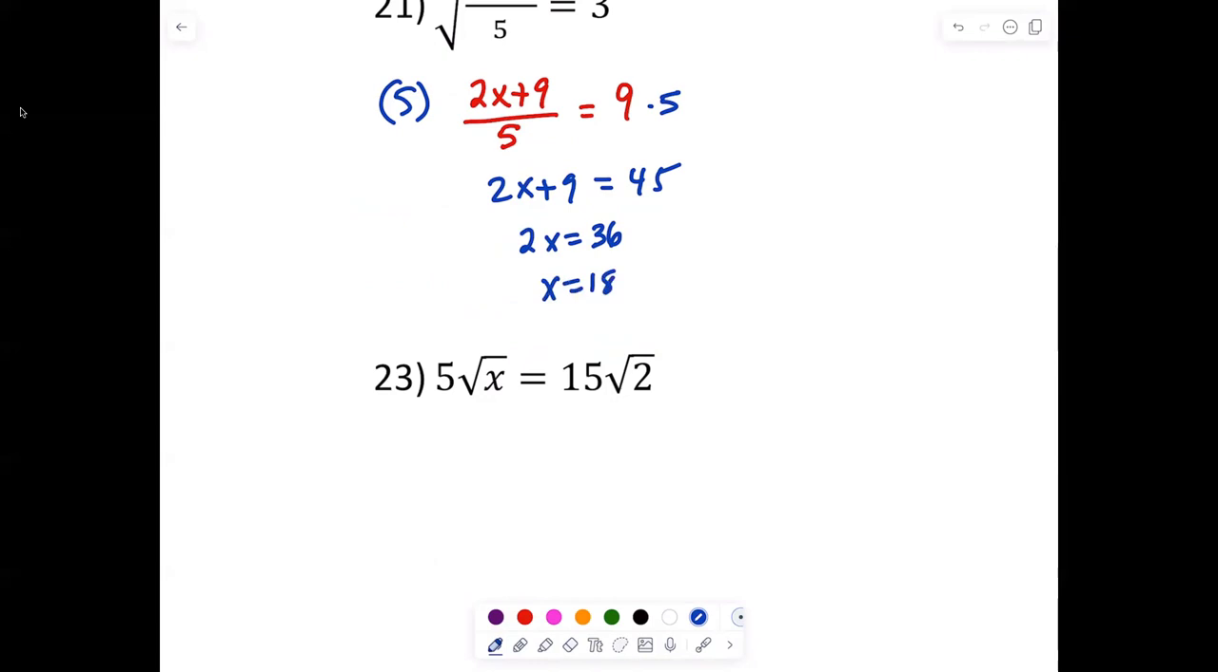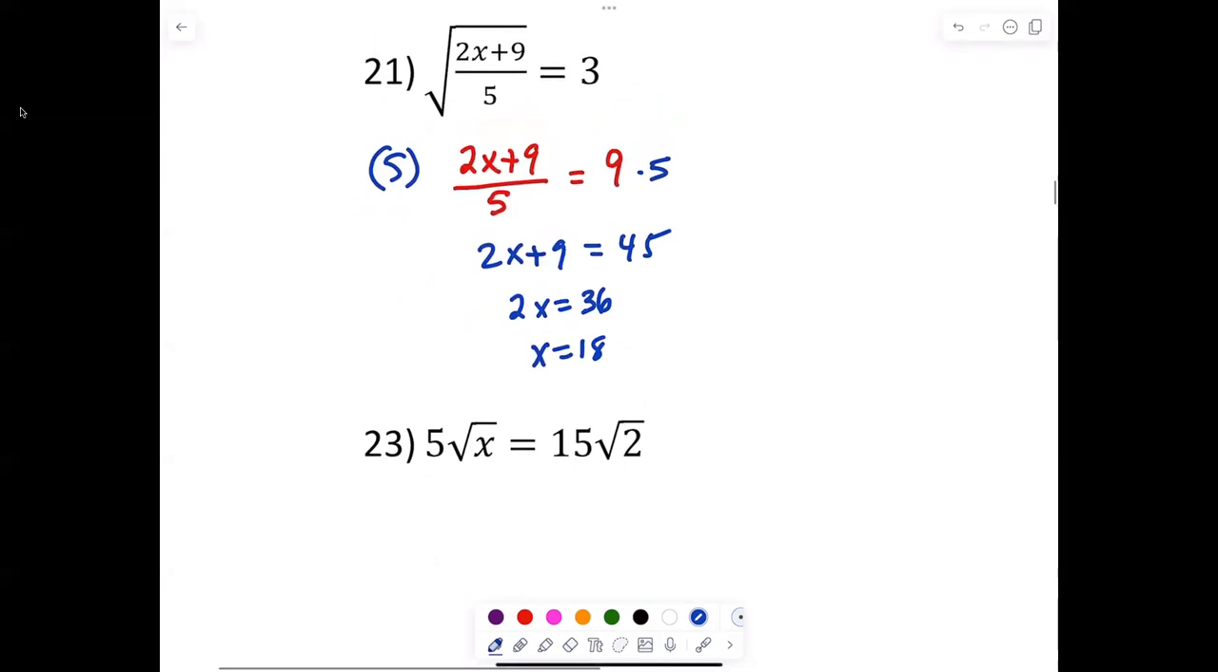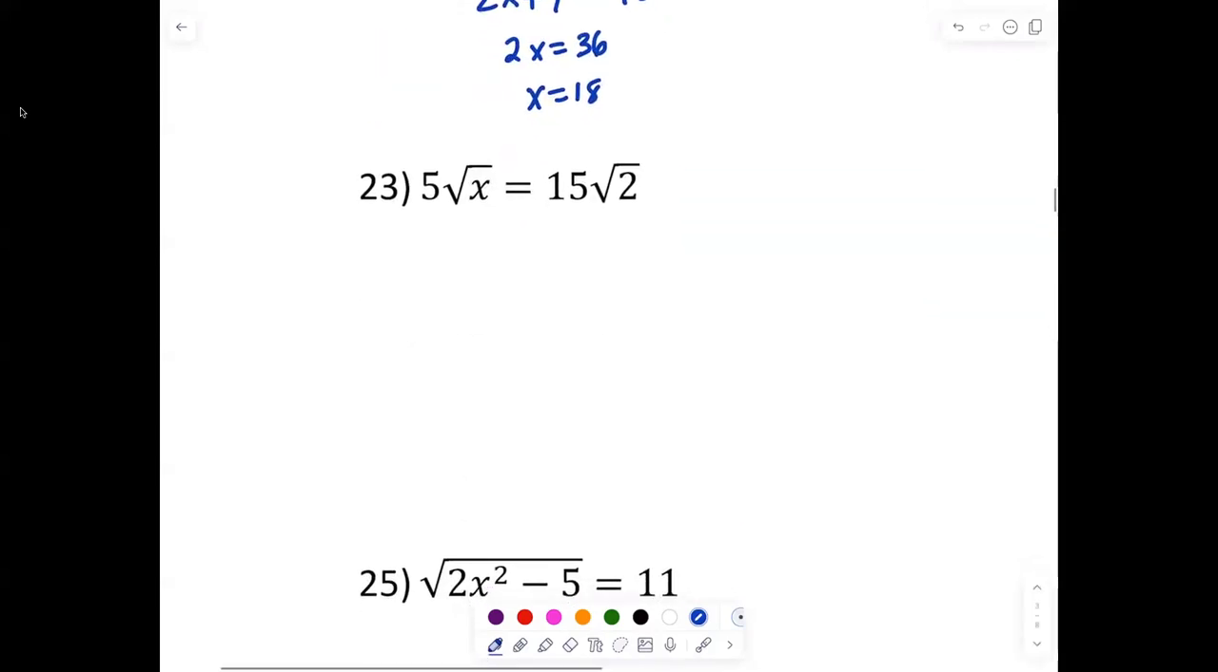Anybody have any issues? Yes, ma'am. Well, the 5s cancel out, right? You see it now? Okay, next one, a little bit harder. All right, we have to divide by 5 first. So the square root of x is equal to, what is that? 3 radical 2. Thank you very much.